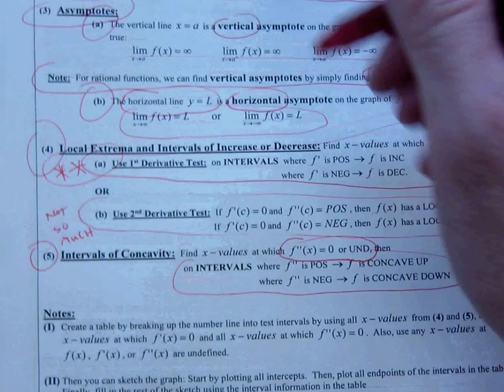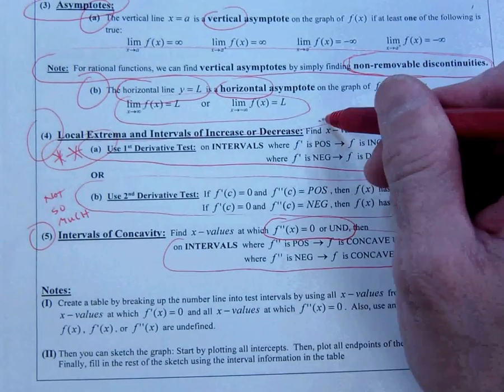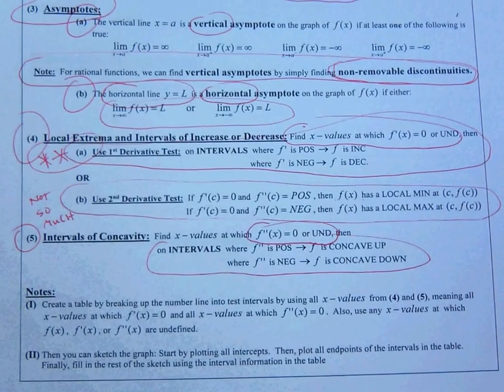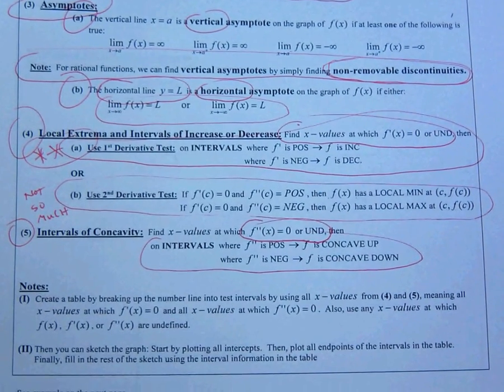And by the way, going back to number 4, where do you start there? You start with finding x values where f prime is 0 or undefined. And then break up the number line into your test intervals. Are you following me? Yes?